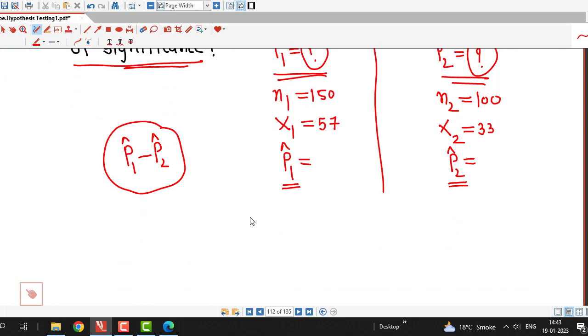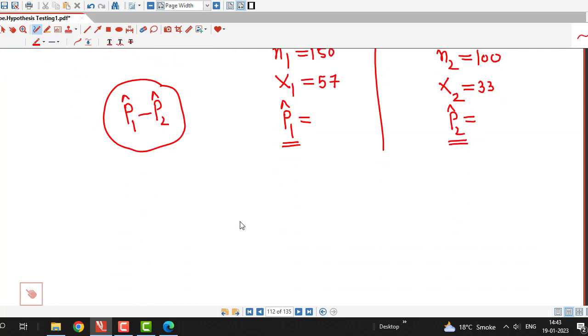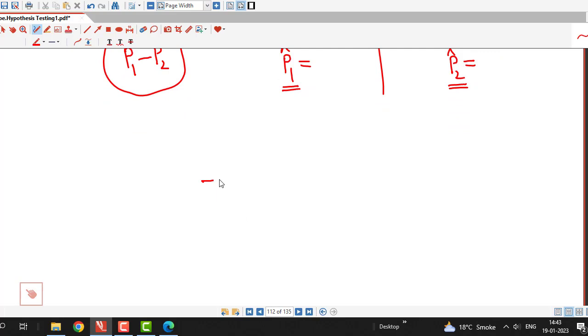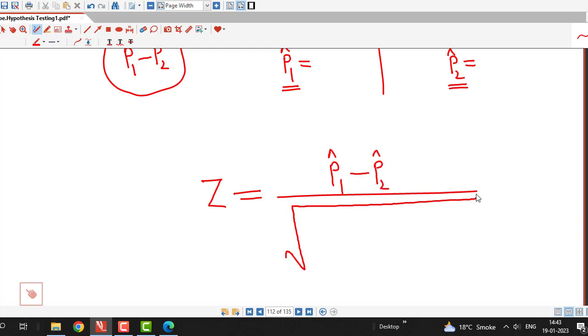So we have this data, and using this data we have to find the value of the test statistic, which is P1 hat minus P2 hat divided by the square root of small p hat times 1 minus p hat into 1 over n1 plus 1 over n2. What is this small p hat?